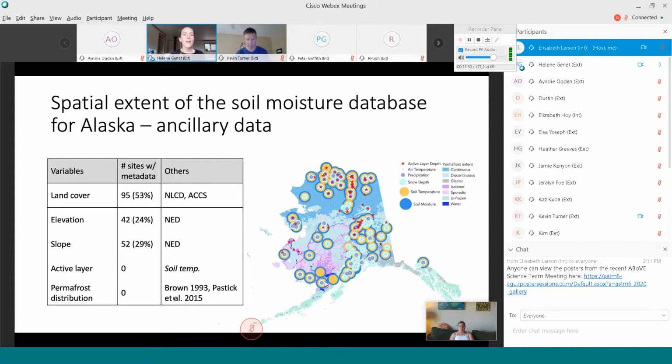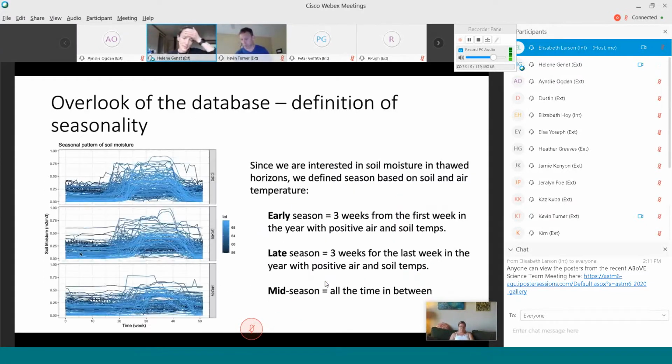In sites where we didn't have land cover, we estimated it from the NLCD or from the Alaska Conservation Center, and I can't remember the S, but that's a land cover map, and from a DEM for the elevation and slope. So anyway, this is a brief presentation of the database as it is now.